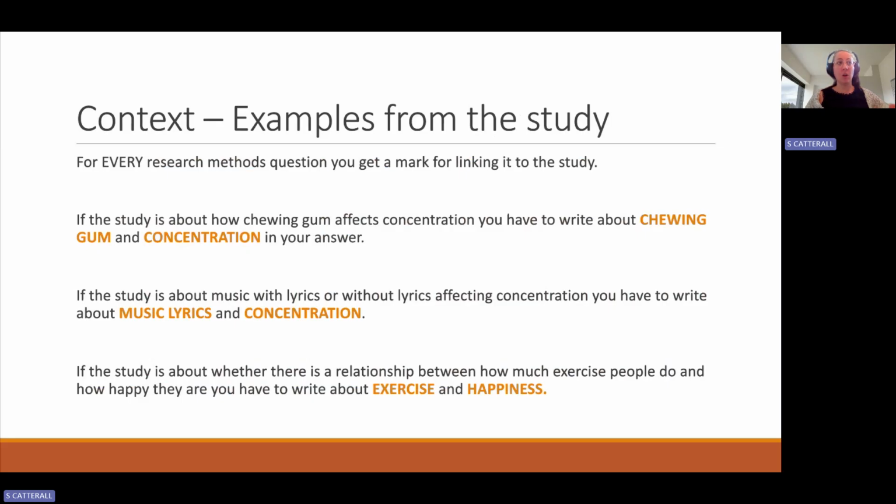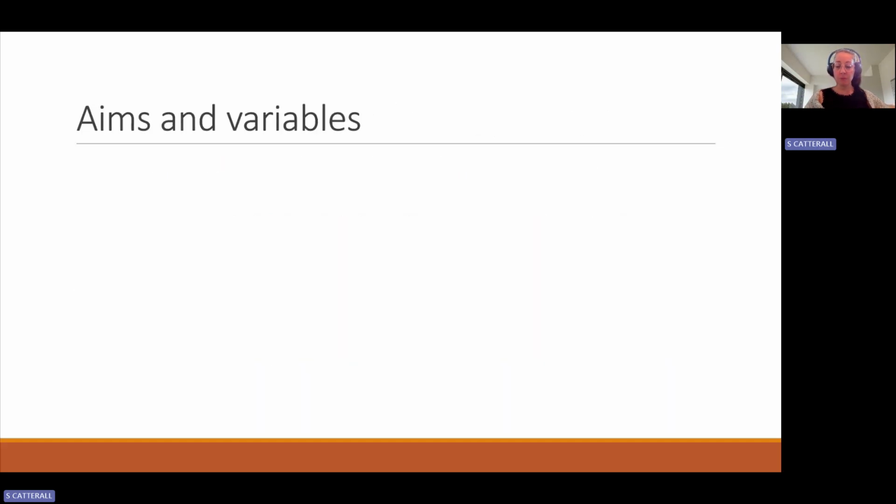Now, context is not rewriting what the study is about at the beginning of your sentence. It's always at the end of your sentence or in the middle of your sentence as you're giving examples. So giving examples is a good way of getting that context. So it's not simply rewriting what the study's about. Some people get confused and think they've done it when they've not. So that's something to bear in mind.